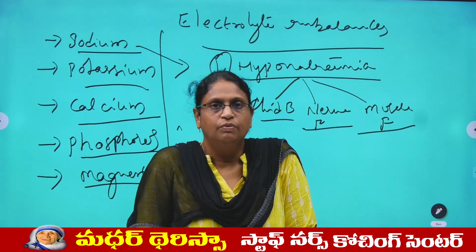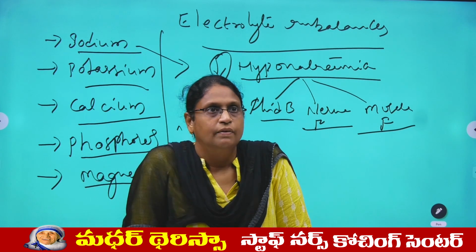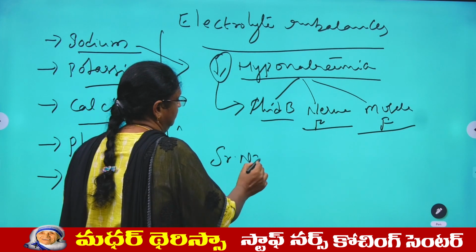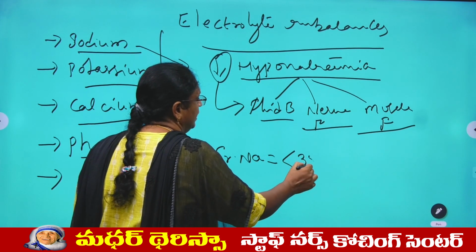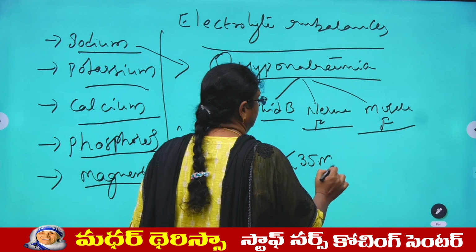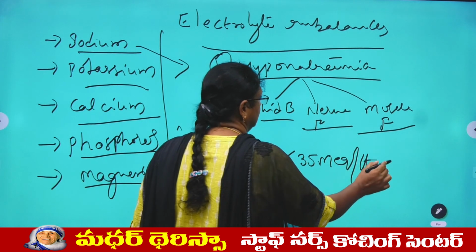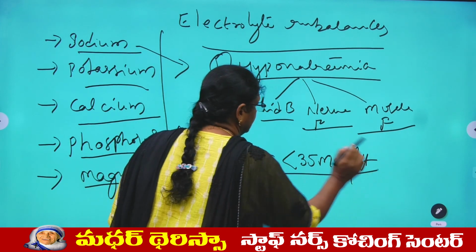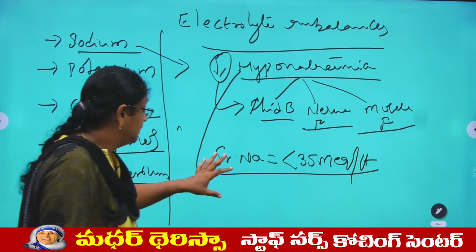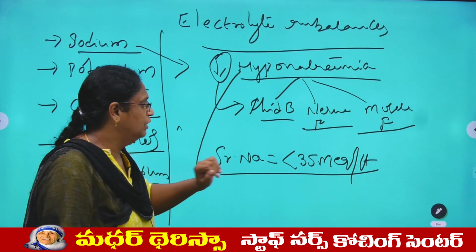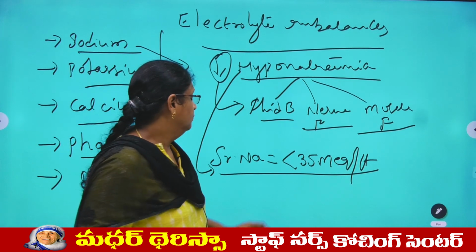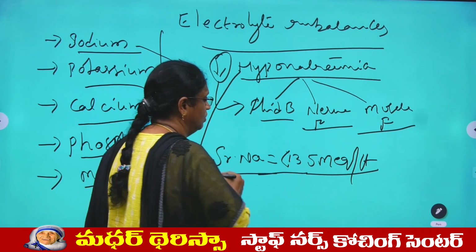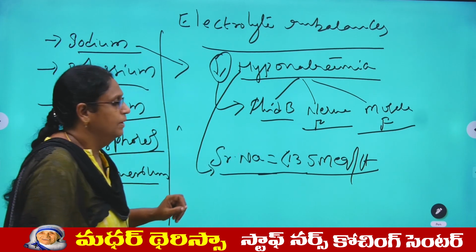Now the definition: what is hyponatremia? If the serum sodium level is less than 135 milliequivalents per liter, it is called hyponatremia. So define hyponatremia: a serum sodium level of less than 135 milliequivalents per liter.